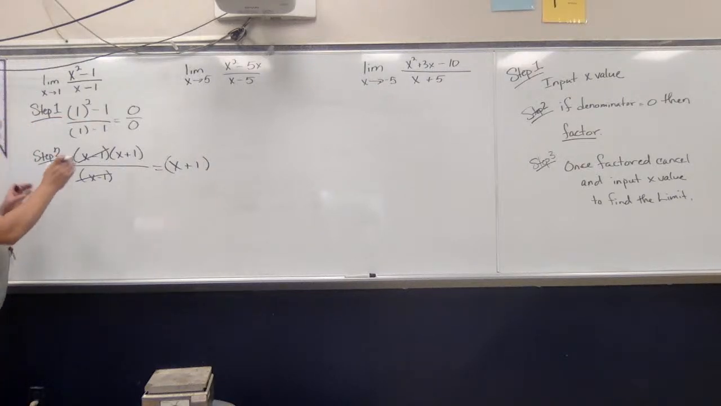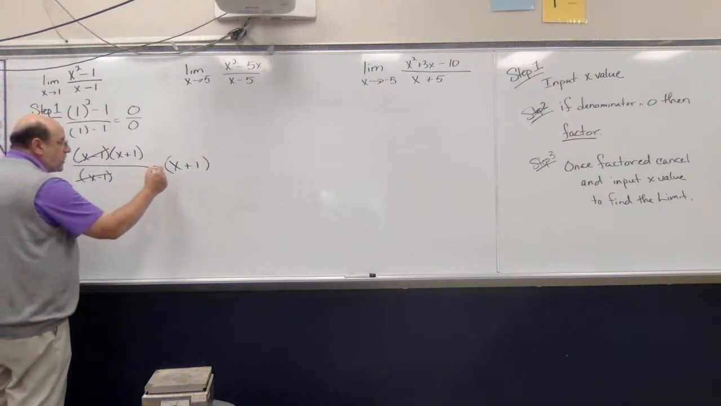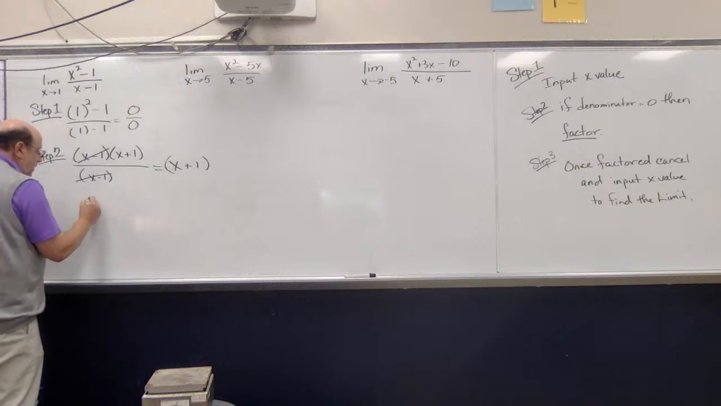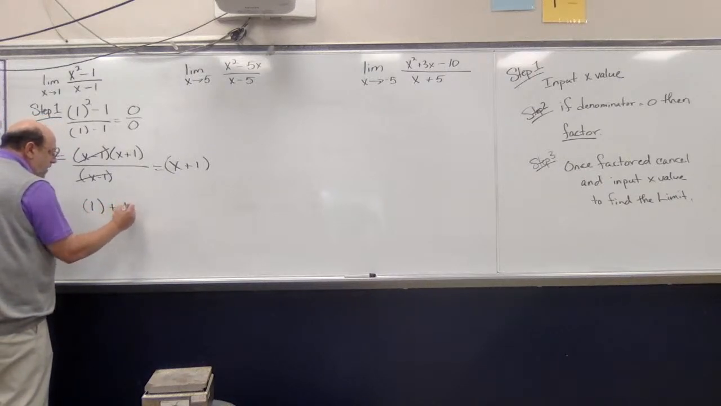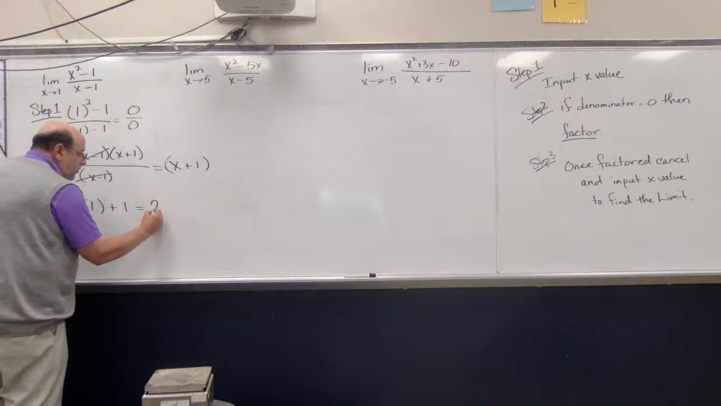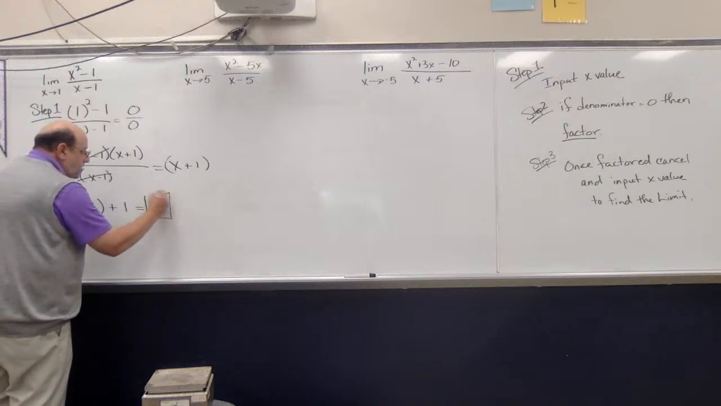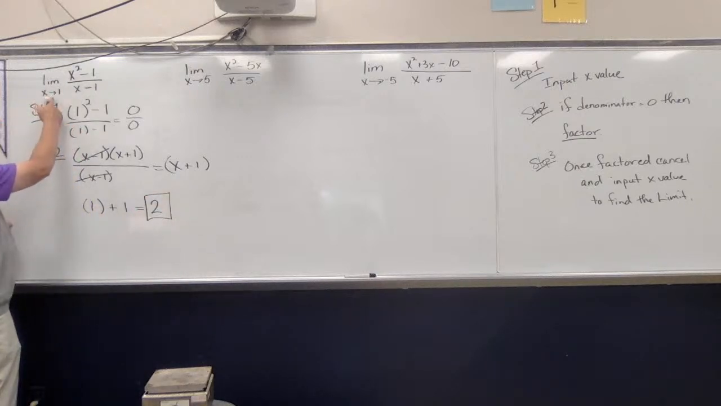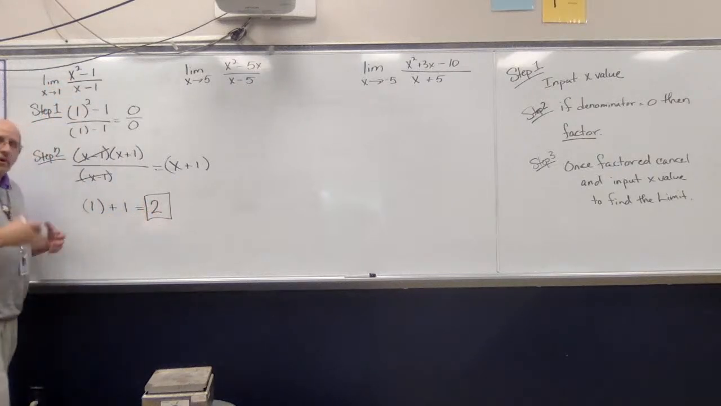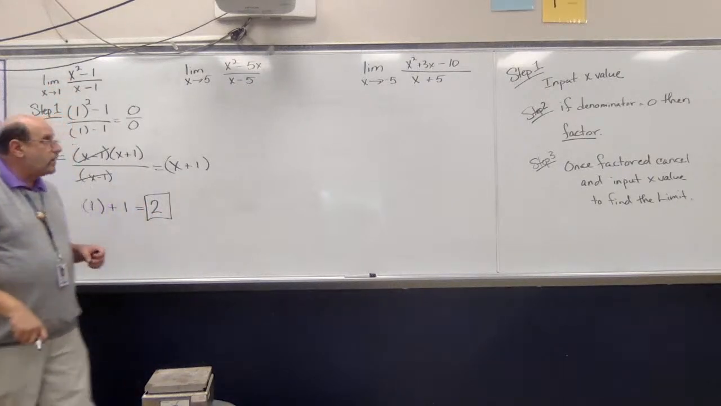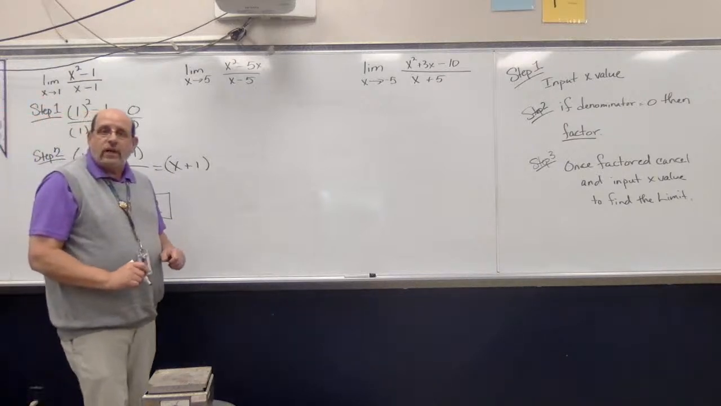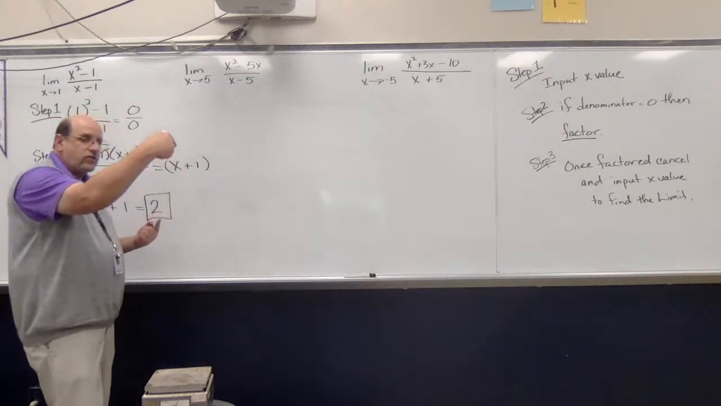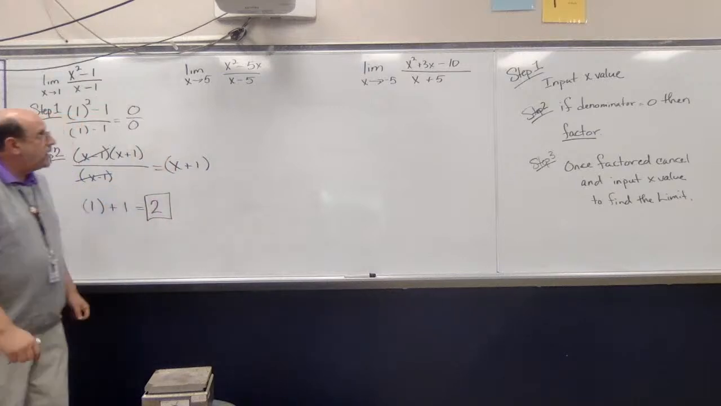And here we go. I have x plus 1, so now I'm going to input that 1 for x, and 1 plus 1 equals 2, and that's our limit. So the limit of this function is 2. And what it means is there's a hole right there at x equals 1, but we're approaching 2 from both sides, okay?